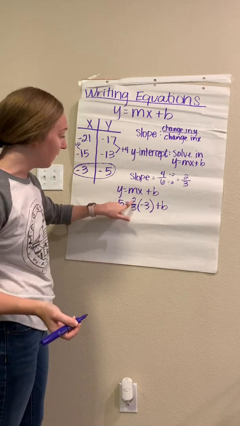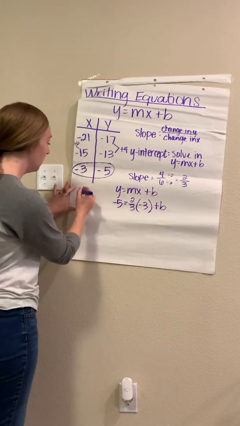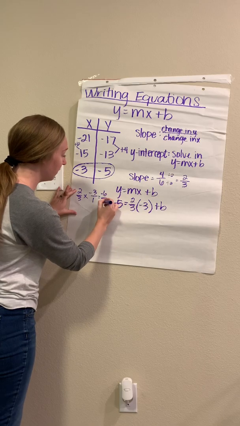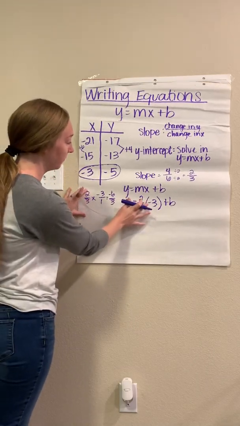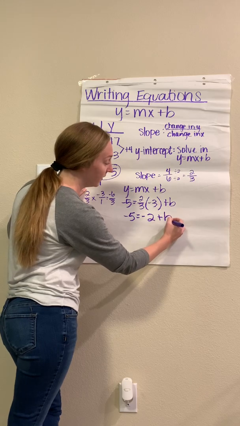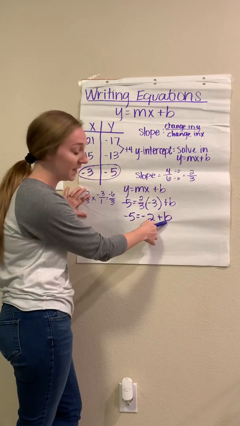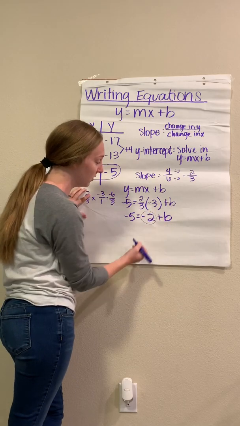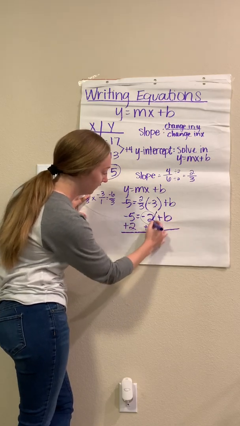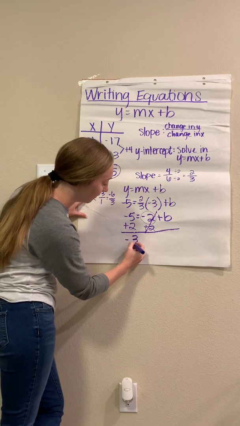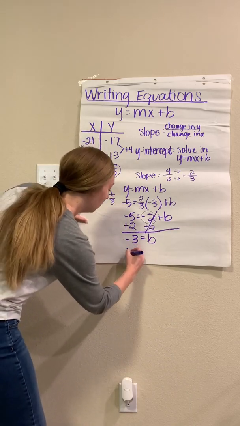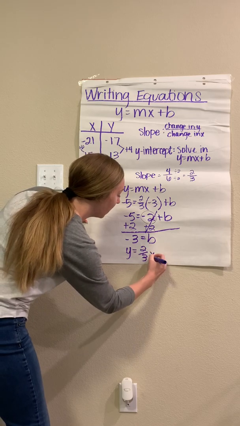To start with, I need to simplify 2/3 of negative 3. Well, 2/3 times negative 3 over 1 is negative 6 over 3, which simplifies to negative 2. So then now I could say negative 5 is equal to negative 2 plus some number. To get b by itself, I need to use inverse operations to get rid of this minus 2. So I'm going to add 2 to both sides. Negative 5 plus 2 is negative 3. That means my y-intercept is negative 3. Therefore, my equation would be y equals 2/3 x minus 3.